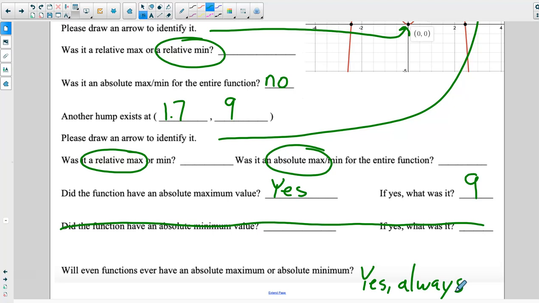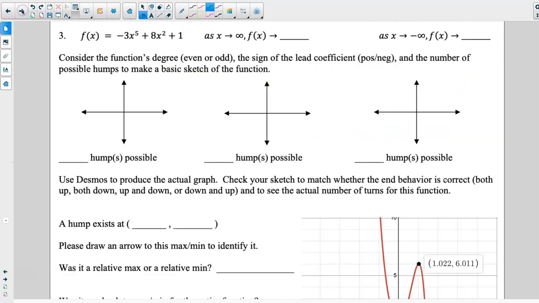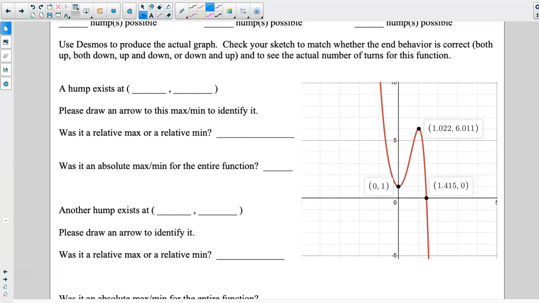All right, you flip the page. So I got the graph right here. Okay, you can see it. And then I also have the graph right here for number 3. So it's looking at 0, 1, 1.02, 6.01, 1.4, and 0. So you get the whole page. And I'm going to give you about 4 minutes, and we're going to see how we did. The graphs are sitting right there, and you got to fill out everything you can. So do your best.